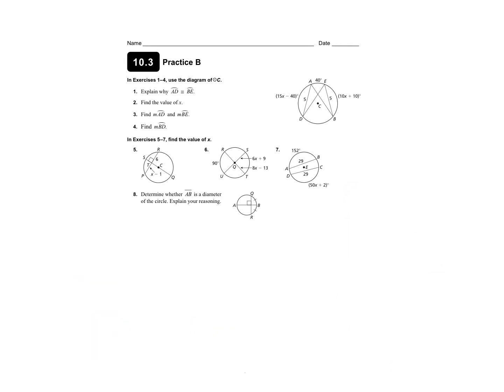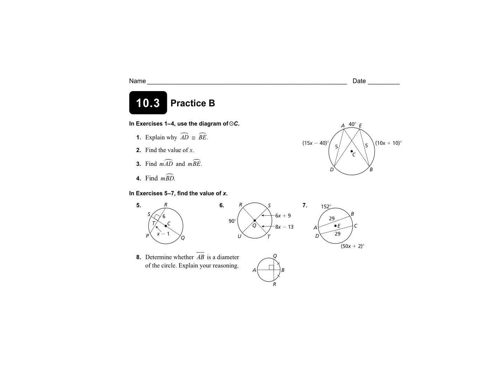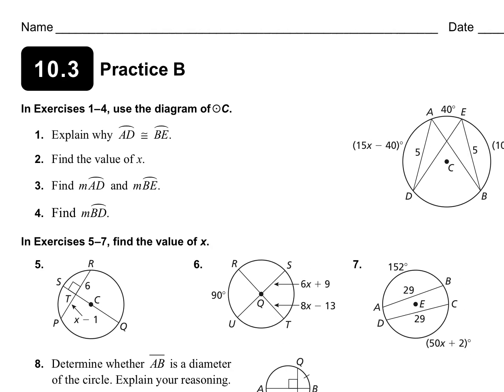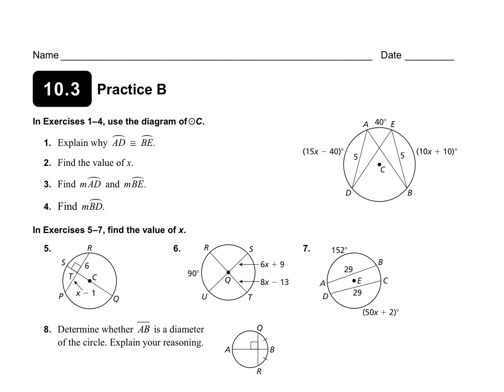All right, 10-3. We're going to do one. We're going to start from the top. So looking at this one, we're using the diagram. If you did this first part in steps, you would have had no problem finding 1 through 4. So please pay attention to this.